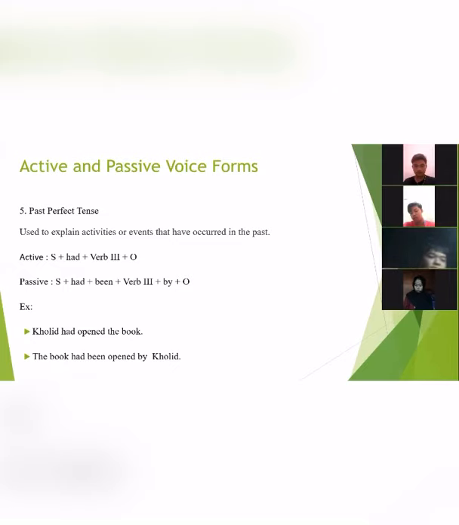5. Past perfect tense. Used to explain an action or event that had occurred in the past. Active: subject plus had plus verb 3 plus object. Passive: subject plus had plus been plus verb 3 plus by plus object. Example: Khalid had opened the book. The book had been opened by Khalid.